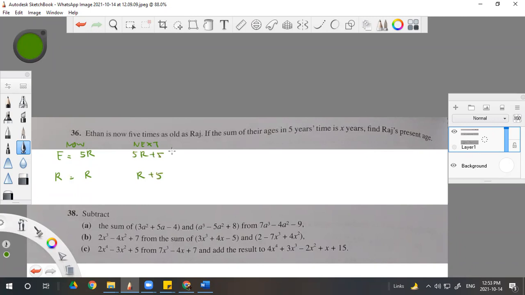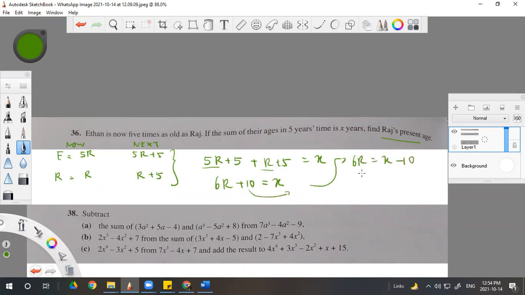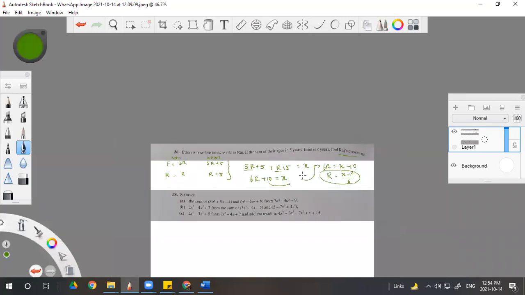So ini kalau ditambahin nilainya X. So 5R plus 5 plus, ini si Raj, R plus 5, after 5 years equals X. So find Raj's present age. Oke, kita masukin dulu. 5R plus R berarti 6R plus 10 equals X. Yang ditanya R. What is the R? So 6R equals X, move the 10 to the right side, minus 10. Ini kayaknya nggak ada di post test ya. Nggak kasih lah, too much. Terlalu susah, guys. Tapi bisa masuk juga kalau udah di-discuss.